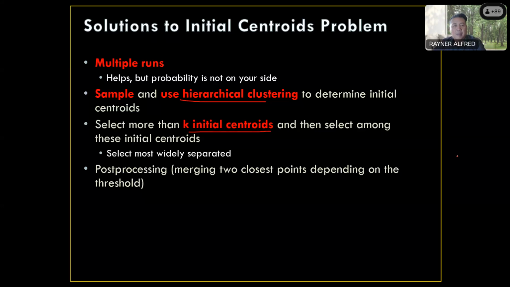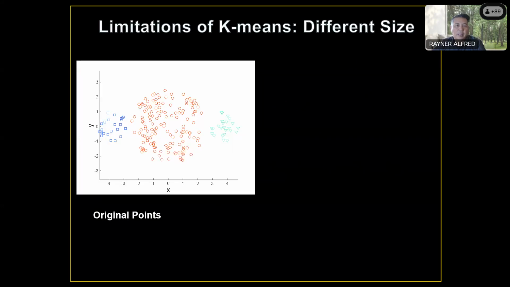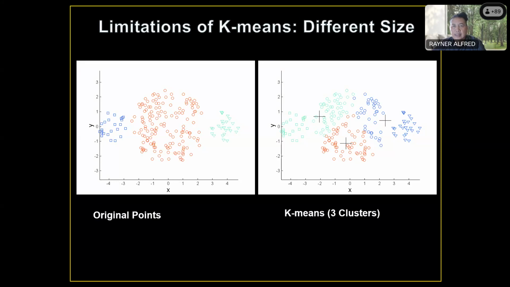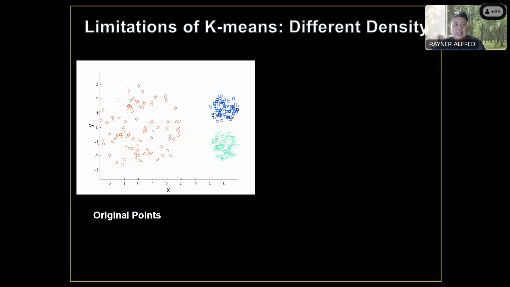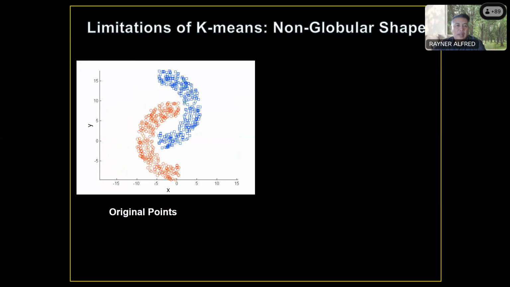But we do have a problem when we're dealing with different sizes, different density, or different shape of data. Okay? For example, we have this one with different sizes, because we have two small and one big, so the result will look like this. Different density, the output of the clustering would be like this, or different shape, non-globular shape, so we will have something like this.